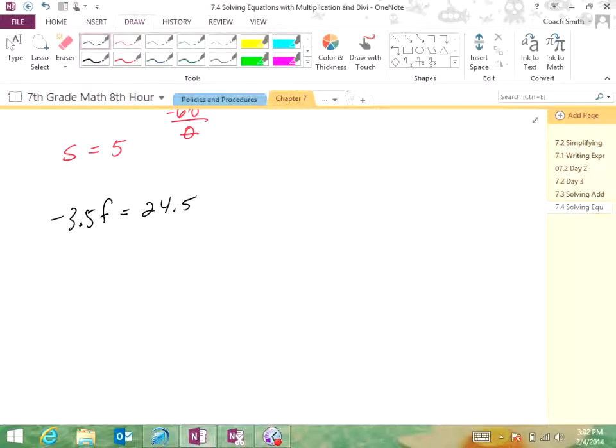Okay, so to solve it, we divide both sides by negative 3.5. The 3.5s over here just equal 1, so they cancel each other out. Understand it's not 0, it's 1. So on the left side, you're left with 1 times F. Well, what is 1 times F? F. Whatever F is, if F is 12, then 1 times 12 would be 12.